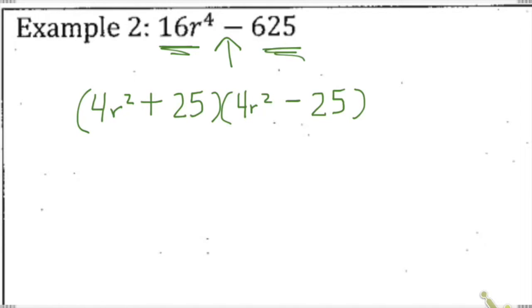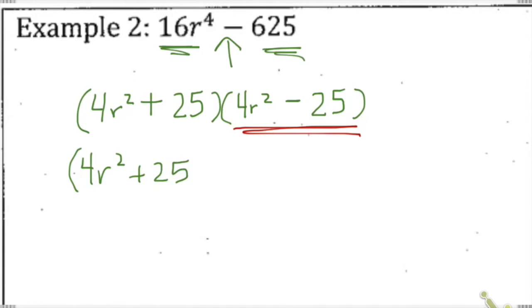And that's good, but now if you look carefully, the second factor is also a difference of squares. So we can take that a little bit further. So I'm going to carry down the first factor, which is a sum of squares. That's not going to be factored any further. And then we're going to factor this difference of squares here. Remember, one will be plus, one will be minus. And our perfect square here of 4r squared, the square root of that would be 2r.